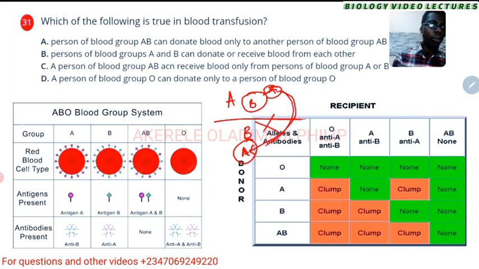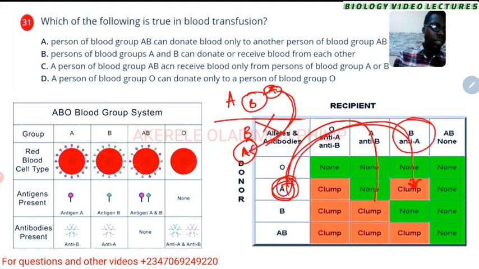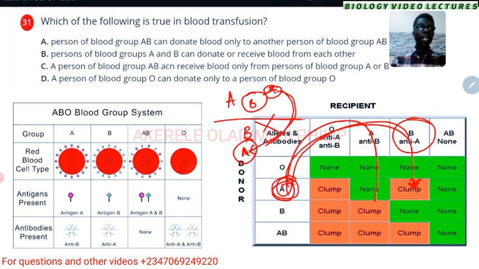So there will be a clump. So an A person cannot give to B. Can you see that here? This is B here, and this is an A person giving to a B person. There will be a problem because of the antigen, we're going to see antibody A there. Hope that is clear enough. Just rewind the video a little.